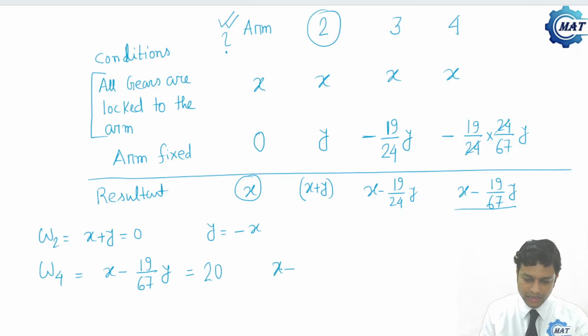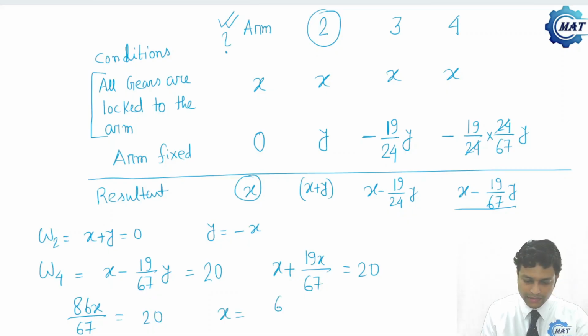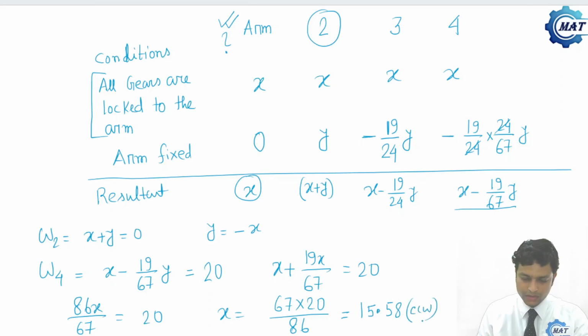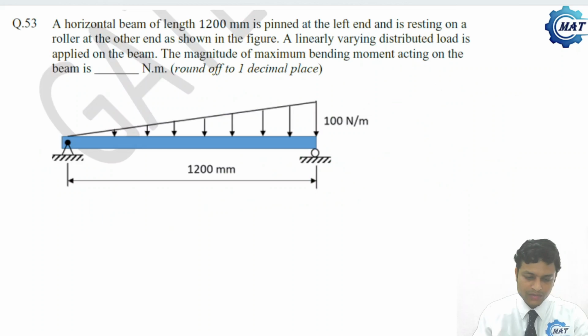That is x minus y, with y equal to minus x, so this becomes plus 19x by 67 is 20. That is 67 plus 19, 86x by 67 is 20. That is x is 67 into 20 divided by 86, and that becomes 15.58. As it is positive, that means counterclockwise direction. So this is the angular velocity of the arm, 15.58. So this is the answer to the problem. Now let us move to the next problem.